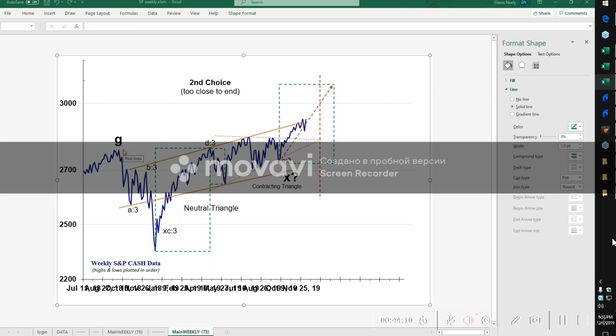Well, that is a triangle, so it is possible for the B wave to take less time, but again, it's very unusual. And if it takes less time, it almost always has to be smaller. It's virtually impossible for a B wave to take more time than wave A and be bigger. So if it takes less time, it virtually always will be smaller and around 61% or less of wave A.